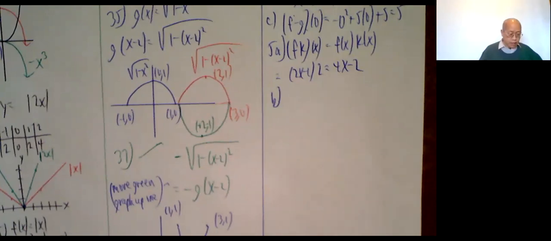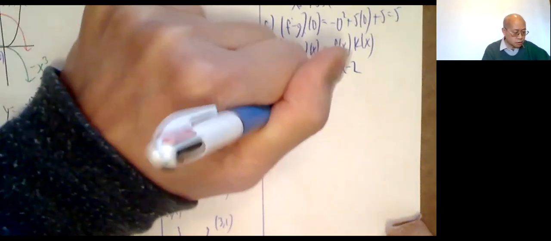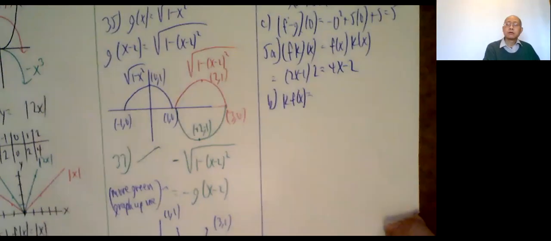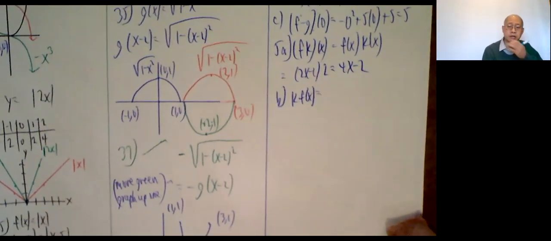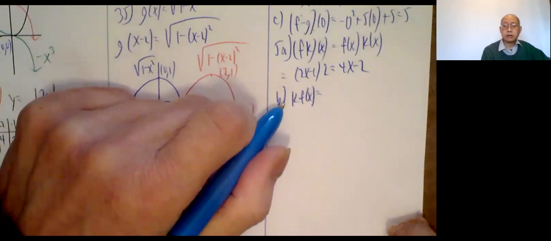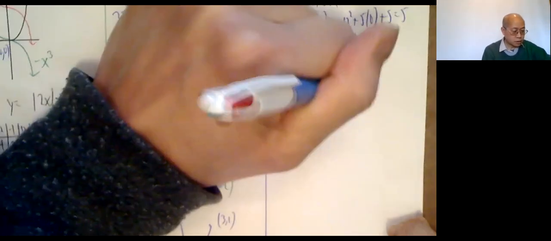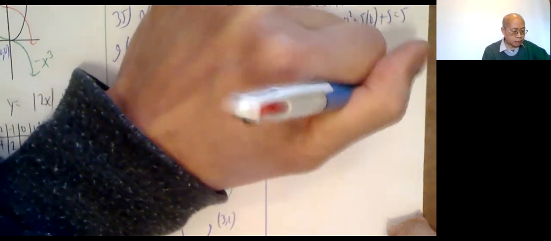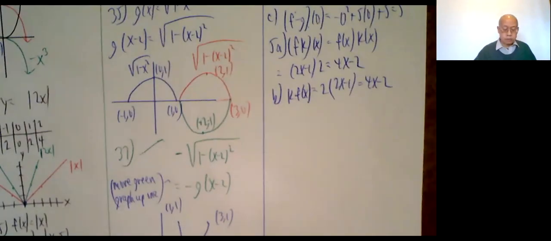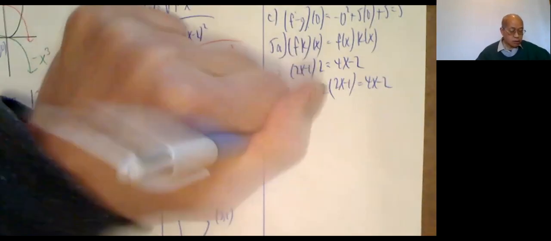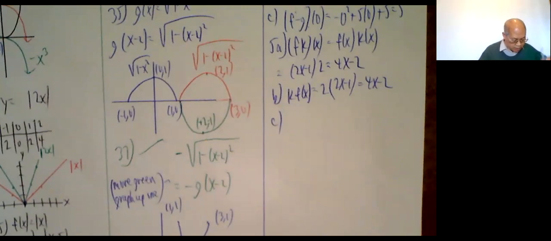B, switch it around, k f of x. Isn't that going to be the same thing? Multiplication is commutative, right? So k is just 2, f is that. So same thing, 4x minus 2. That was really easy. And I'm trying to make it look more complicated with C, but it really isn't.